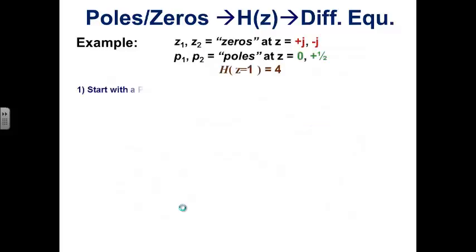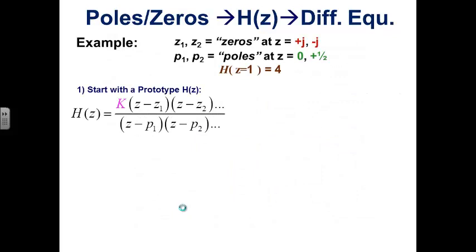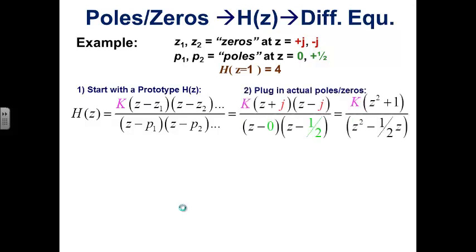Well, again, start with a generic prototype for your H of z. I've got two zeros, two poles. So we set up two zero terms, two pole terms, and an unknown scale factor. Then plug in the actual poles and zeros. Notice I use negative signs in these terms, so I can plug in directly the values of the poles and zeros: plus or minus j, 0, plus 1/2. Then multiply numerator terms and denominator terms.